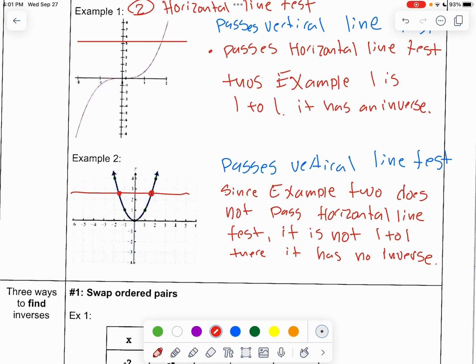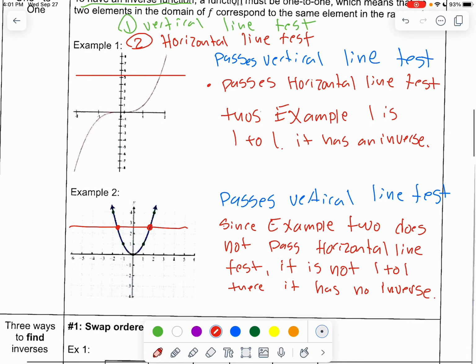And so that's going to be something where we're going to just check vertical and horizontal line tests, and if it passes both, you have an inverse. If it doesn't pass both, it could be a function, but it may not have an inverse, and that's okay. So you're going to do a couple of examples like that. Next.